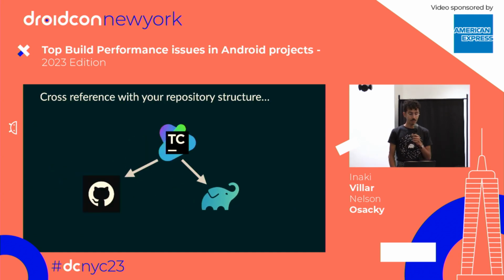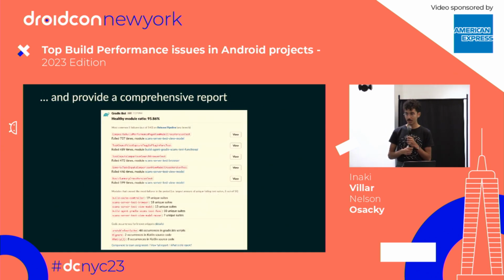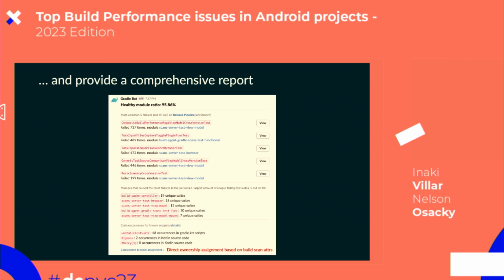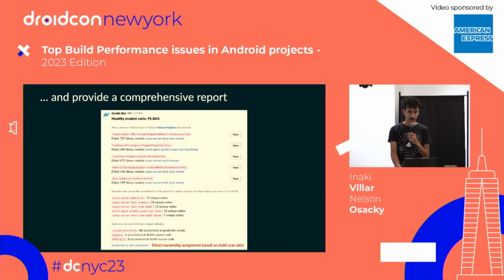Another idea is you can cross-reference it with your repository structure, for example, and provide a comprehensive report. This is one of our actual internal reports on flaky tests that we get in the Gradle build. Here you can see build scan aggregation. You can click the links to view those build scans. It knows about the module structure of our build, as well as which teams are responsible for those things. So yeah, here in the bottom, you can directly assign ownership to those builds based on build scan attributes.